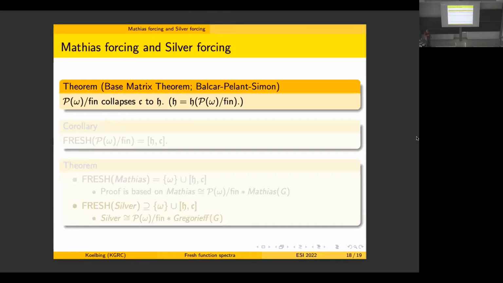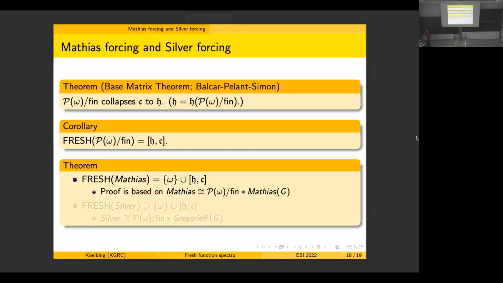As a last thing, I want to discuss the fresh function spectrum of Mathias forcing and Silver forcing. As a preparation, I need the fresh function spectrum of P omega mod finite. P omega mod finite collapses the continuum to h, which is the distributivity of it, by the base matrix theorem. And then, since cardinals which are collapsed to the distributivity are in the fresh function spectrum, we get that all regular cardinals between h and c are in the fresh function spectrum.